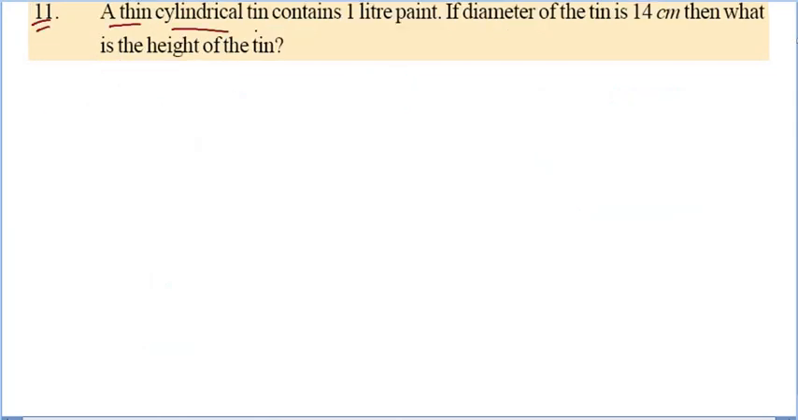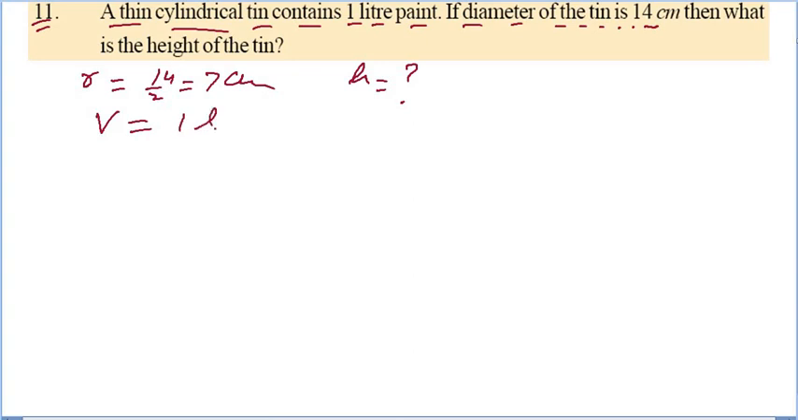A thin cylindrical tin container contains 1 liter paint. इसके अंदर 1 liter paint है. If the diameter of tin is 14 centimeters, so you can find the radius. It is 14 by 2, that is 7 centimeters. What is the height of the tin? So h find करना है हमें. Volume is given as 1 liter and it is converted into centimeter cube, that is the 1000 centimeter cube. As you know, 1 liter is equal to 1000 centimeter cube.